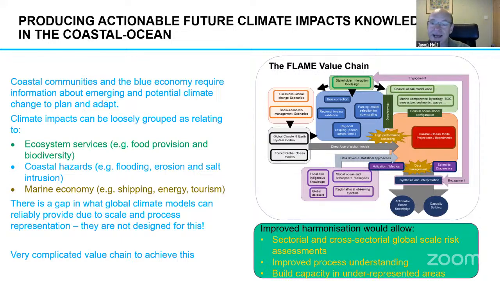So downscaling is the general approach to address this, but as you see on the right here, there's a very complex value chain, going from stakeholder interaction and co-design through to actionable knowledge, involving multiple different communities of practice. So the question is, how can we better organize this? Because at the moment, this is done in quite an ad hoc, disorganized way. So can we better organize this to provide harmonized information in the coastal ocean around the world?